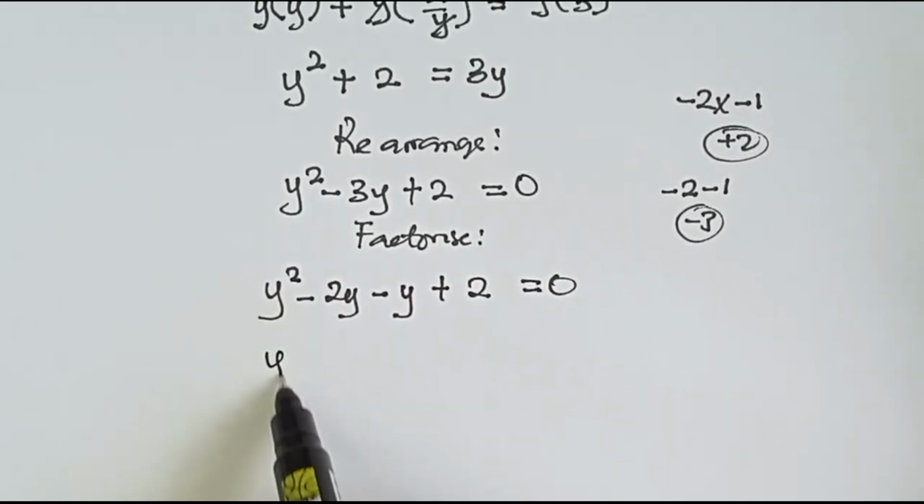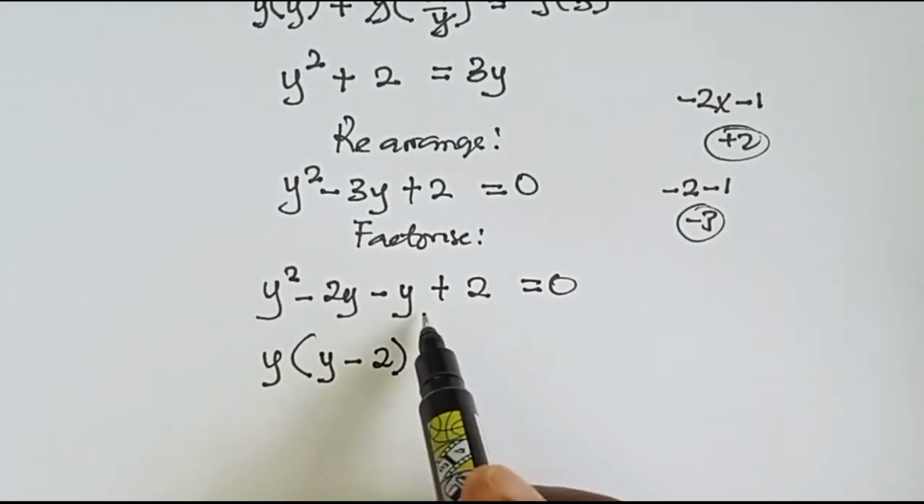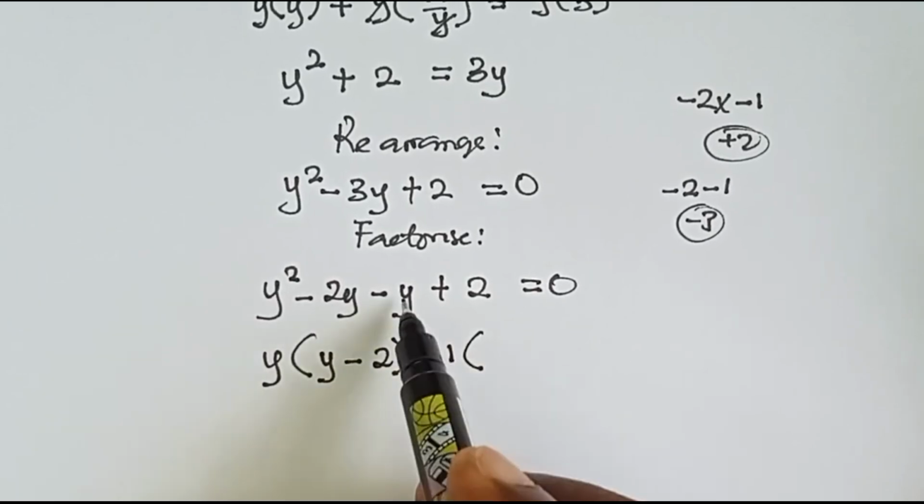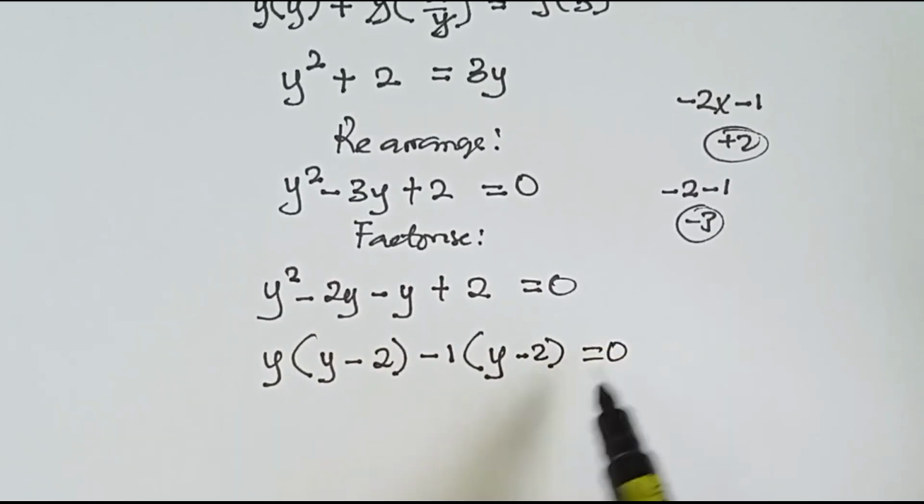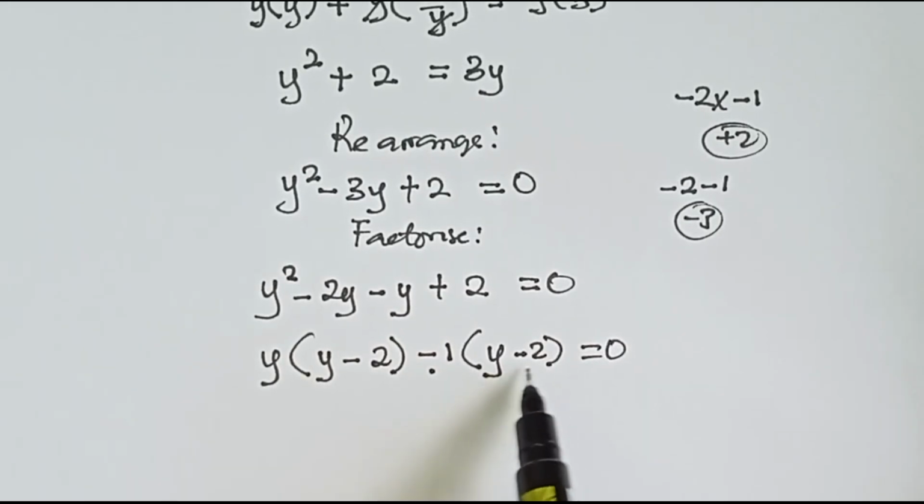So the first two, y is common, we write it out. Then we have y left here, and here we have 2. Now this minus y plus 2, what is common is minus 1. Minus 1 is common. Then we have y, and we have minus 2, because minus 1 times minus 2 will give us plus 2. And whatever you have in this bracket is what you should have in this bracket.